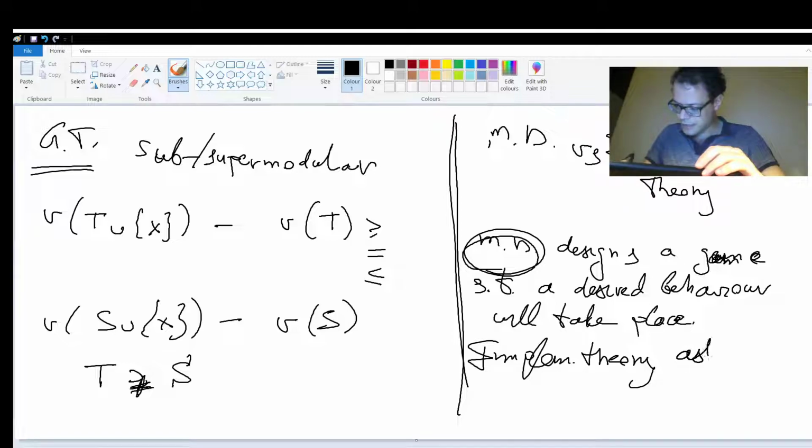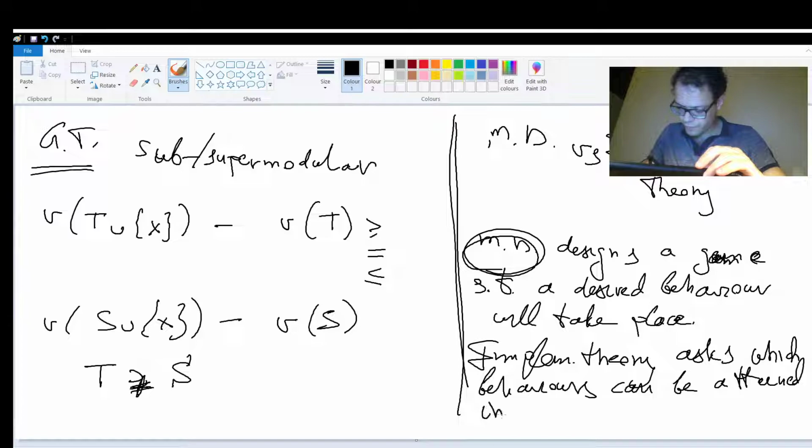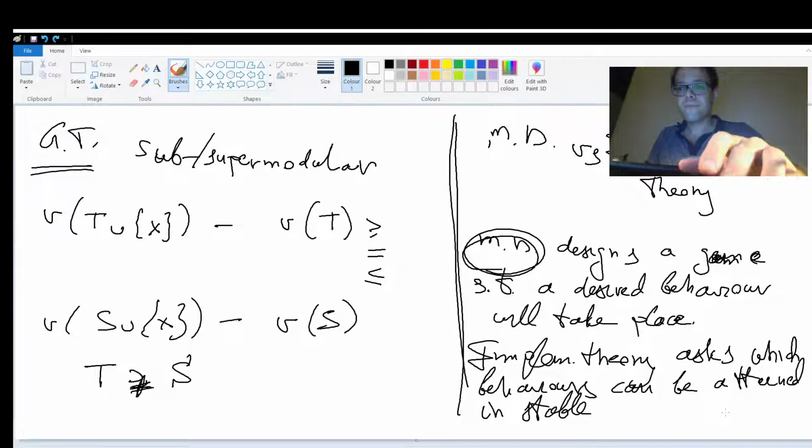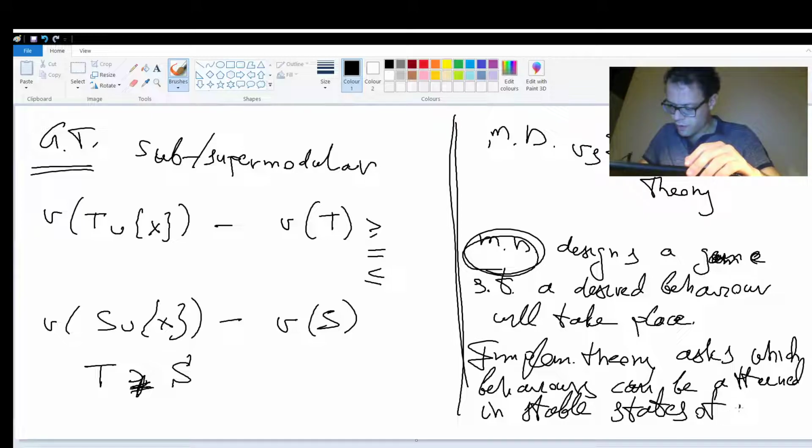So it, for example, can ask which behaviors can be obtained in stable states of games.